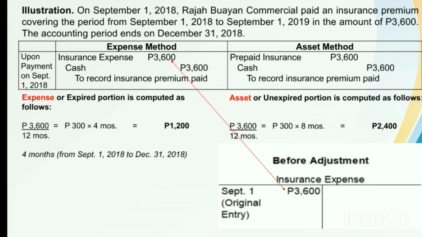In order to arrive at the correct insurance expense balance, which is 1,200 pesos, we need to remove 2,400 pesos from the insurance expense. This 2,400 pesos is removed because this is not yet an expense. This is still an asset.